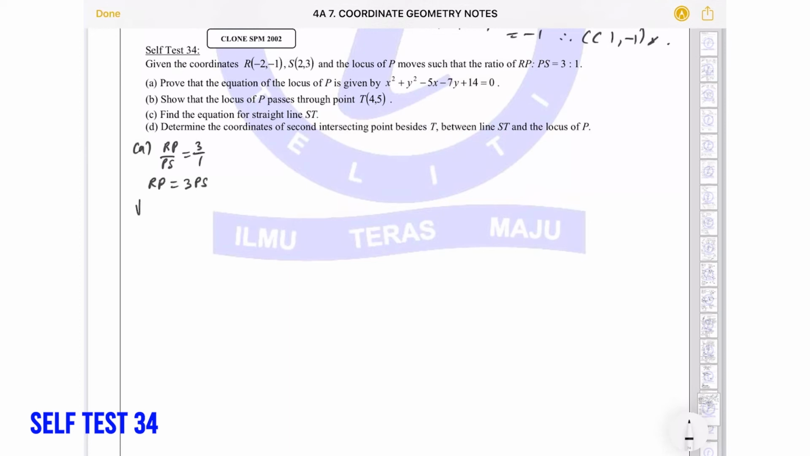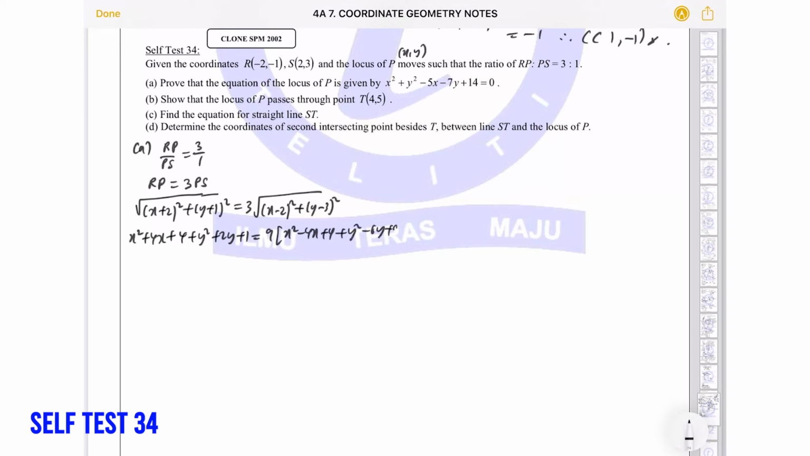Here we use the formula for distance. Now remember, P is a moving point (x, y), so we use x minus minus 2 squared, y minus minus 1 squared. The result is 3 times PS, which is x minus 2 squared, y minus 3 squared. So when you square both sides and expand this, I got x squared plus 4x plus 4, y squared plus 2y plus 1. 3 squared is 9, times x squared minus 4x plus 4, y squared minus 6y plus 9.